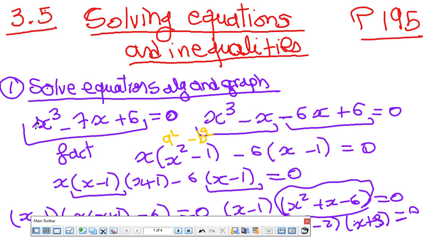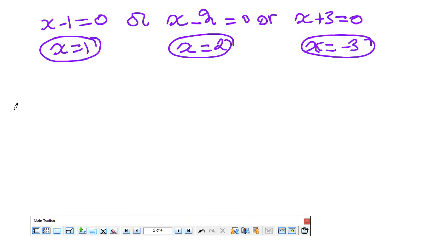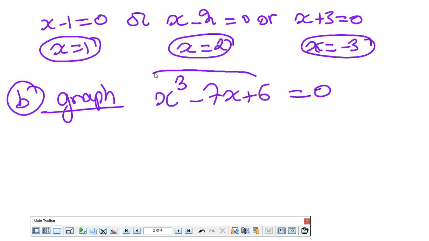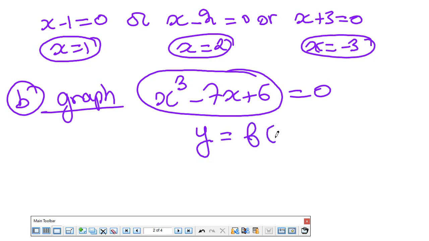So what you need to do is just graph this function, x squared minus 7x plus 6 equals 0. But when I say this is equal to 0, this polynomial represents y. So if I want to go to part B, doing it graphically now, it is very important to understand this. When I say x cubed minus 7x plus 6 is equal to 0, this is the function that we call y, or also f of x.